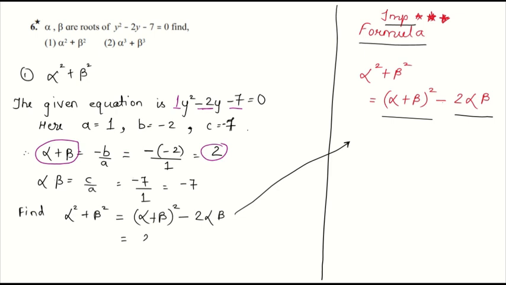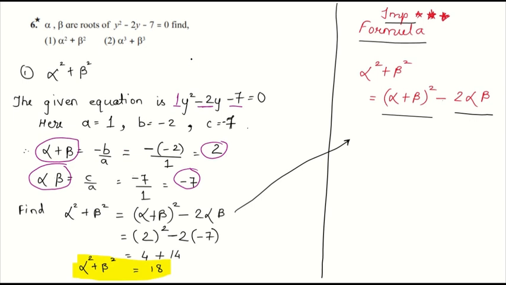Write the value 2 square minus 2 into alpha into beta. What is alpha into beta? It is minus 7. From where did we get this? From here, we have found the value already. Alpha into beta is minus 7. So let's solve this. 2 square is 4 minus 2 into minus 7, minus into minus is plus, 2 into 7 is 14, and 14 plus 4 is 18. So the value of alpha square plus beta square is equal to 18.